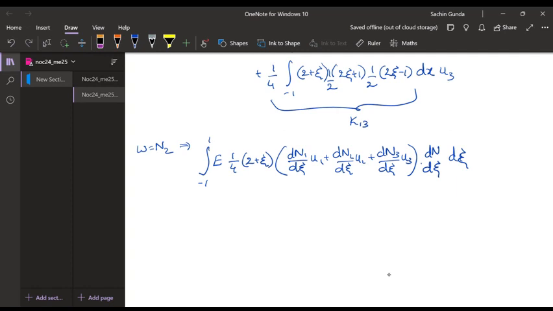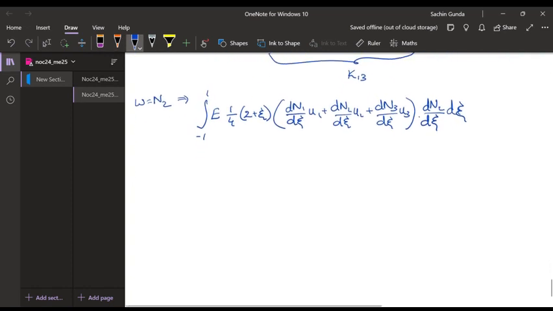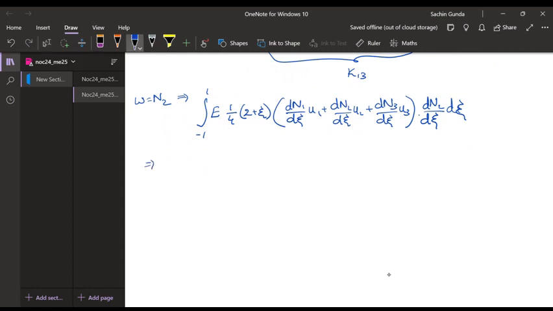Everything will be the same, just here w will be n2, so this will be in this manner. If we separate the terms and write it, and d is 1 by 4 (2 plus psi) times dn1 by d psi, which is half (2 psi minus 1) into minus 2 psi, d psi u1.